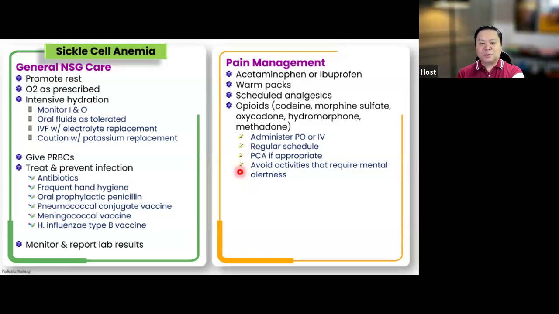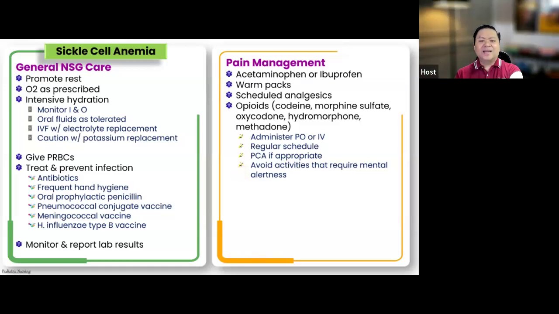And most of the time, nurses will end up activating the bed alarms, putting them on fall precautions, making sure that they have a family member with them when they are being medicated with the narcotic pain medication.